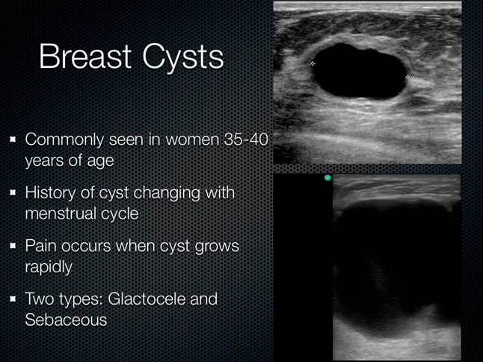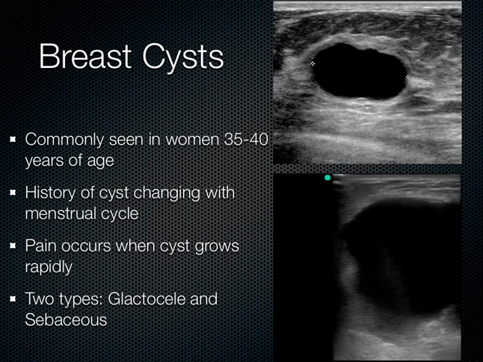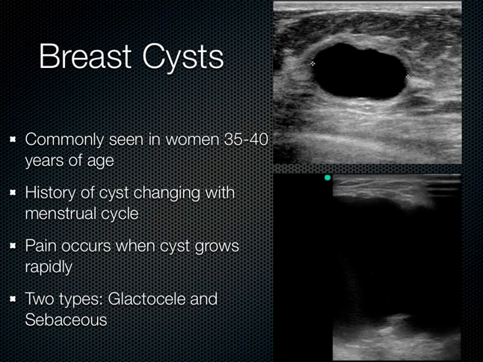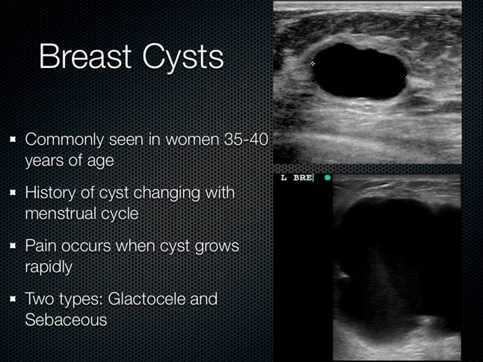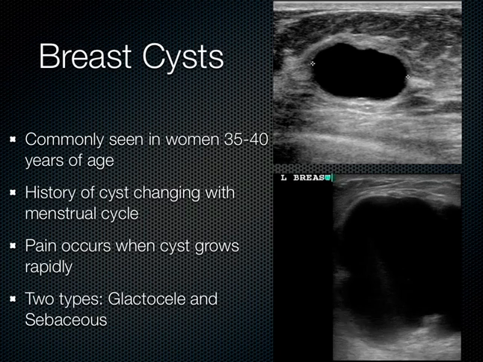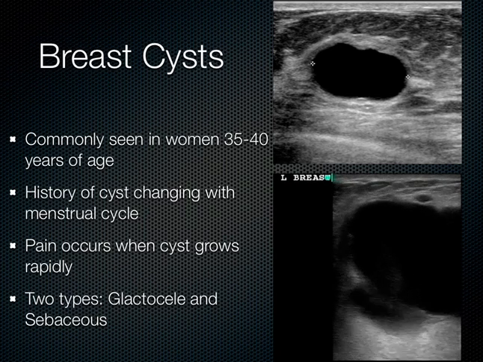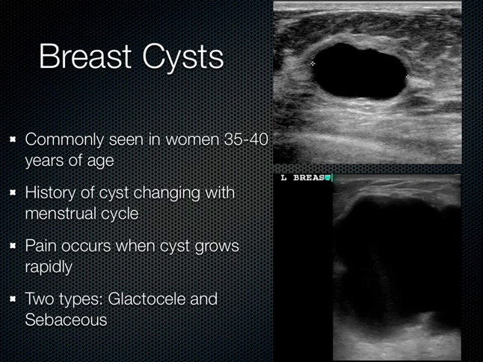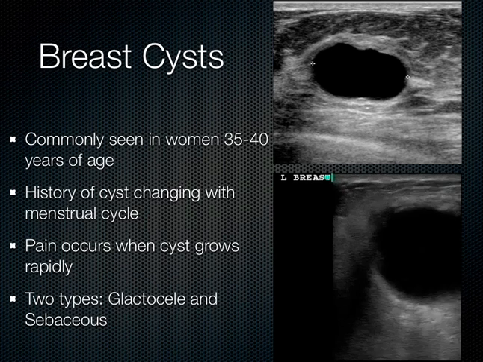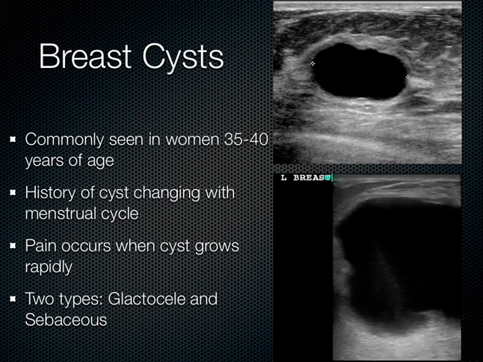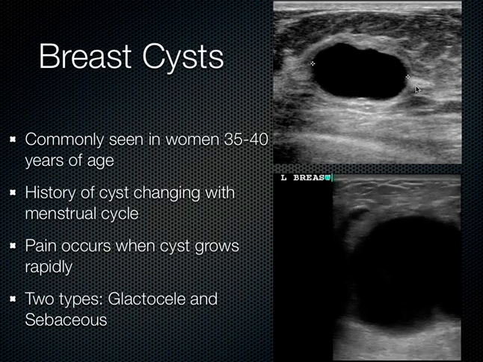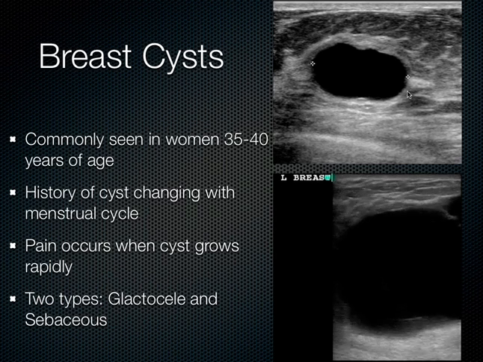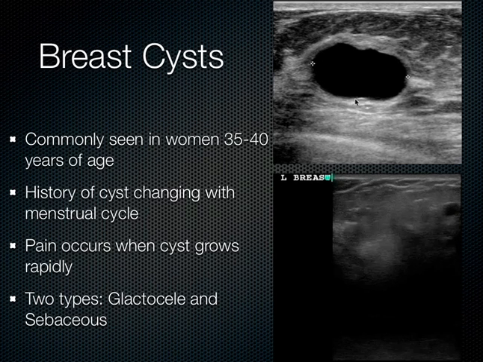And cysts are very common, usually in women 35 to 40 years of age, and the cyst usually changes with the menstrual cycle. Sometimes it can be painful if it grows rapidly in size. There are two types of cysts, sebaceous cysts and galactoceles. Galactoceles occur when there's milk in the breast, but sebaceous cysts are the ones that occur without being pregnant, when you're not lactating.